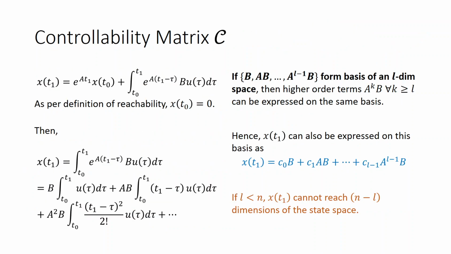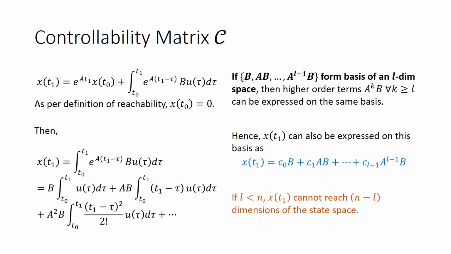Now, how to check for controllability? So do we sit and check for all the states in the state space, whether there exists a control input which will bring my system to a particular state? This is not feasible, right? Because there are infinite states in the system.